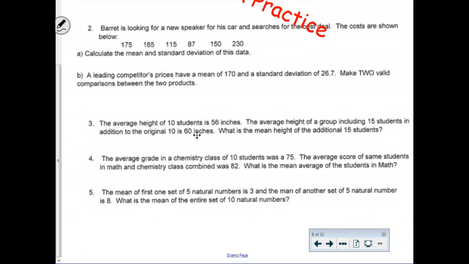It says the average height of 10 students is 56 inches, and the average height of a group, including 15 additional students into that 10 students, is 60. That was worded really weird. Here's what's happening, guys. You've got this first group of 10 students where the average is 56. I'm not going to call it a big empty rectangle anymore. I'm going to call it X. So all those 10 kids are added together, and then when you averaged them, you divided by 10, and you got an answer of 56.